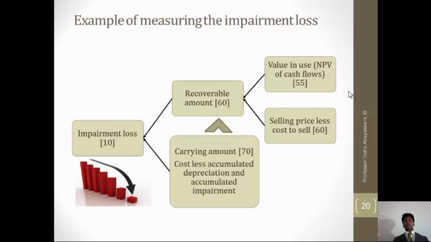Although we conduct the impairment test by finding out the recoverable amount and comparing that with the carrying amount, it doesn't mean that we will make a decision either to keep the asset or sell the asset, but it is a test that is conducted so that we can adjust the accounting records to reflect the economic reality of the assets.